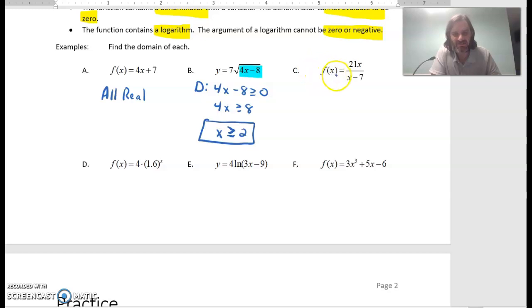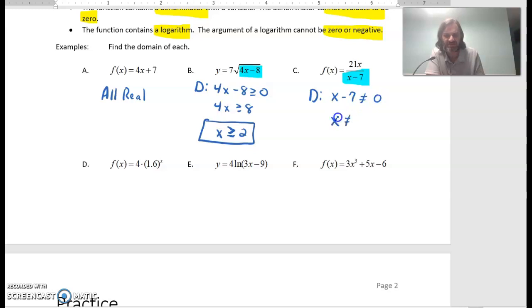Okay. C, f of x equals the fraction 21x over x minus 7. Let's ask those questions. Is there a root? No. Is there a denominator? Yes. So we're going to take that denominator, and remember the problem with denominators is we can't divide by 0. So we set that denominator not equal to 0. x minus 7 not equal to 0. When we get x by itself, x cannot be 7. So that means all real numbers except 7. If we plug 7 in, we get a nice number on top, but we get 0 on the bottom. Can't divide by 0. It's just broken.